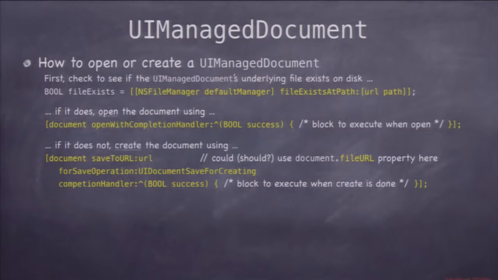If it doesn't exist, then we're going to create that document on disk with save to URL. For the save operation, UIDocumentSaveForCreating is the argument we want there, because we're creating this file. Completion handler. Okay? What's that completion handler business all about? Why do these open and save and create, it says save to URL, but really it's create at URL, why do they have this completion handler?